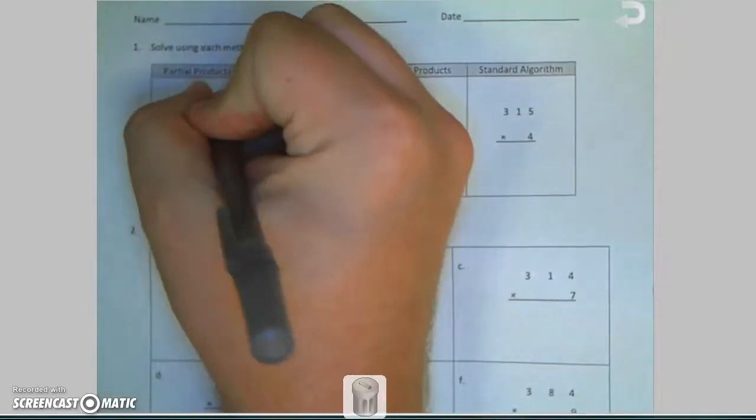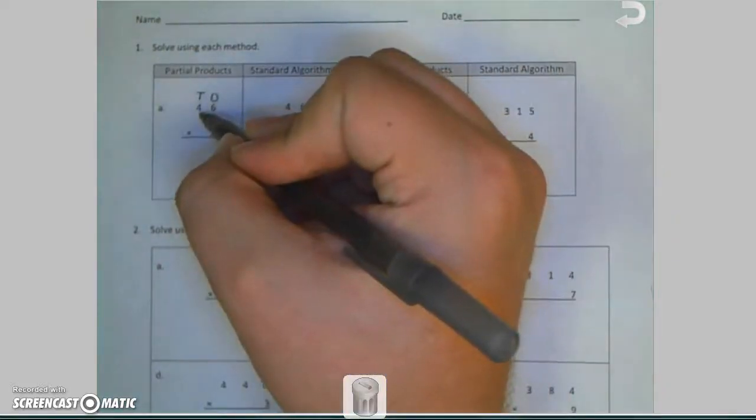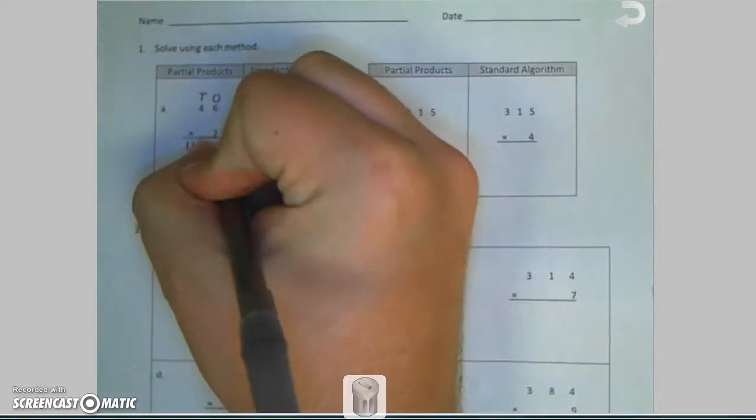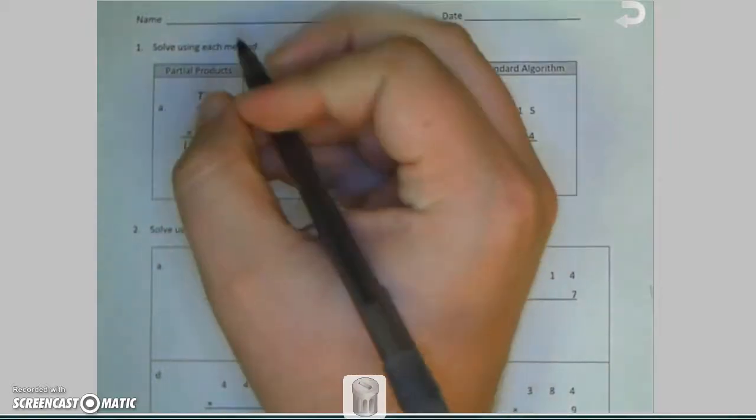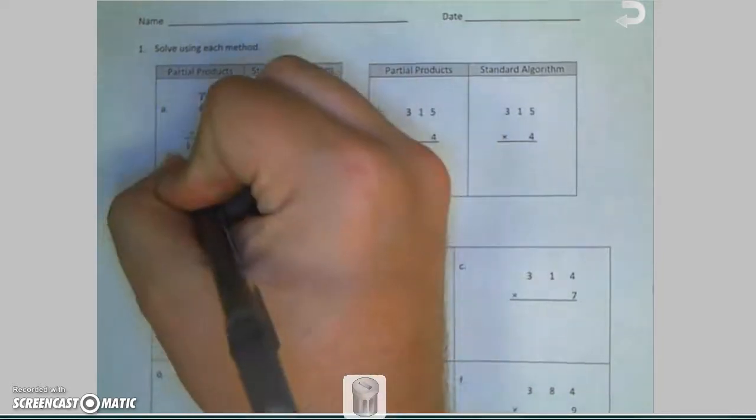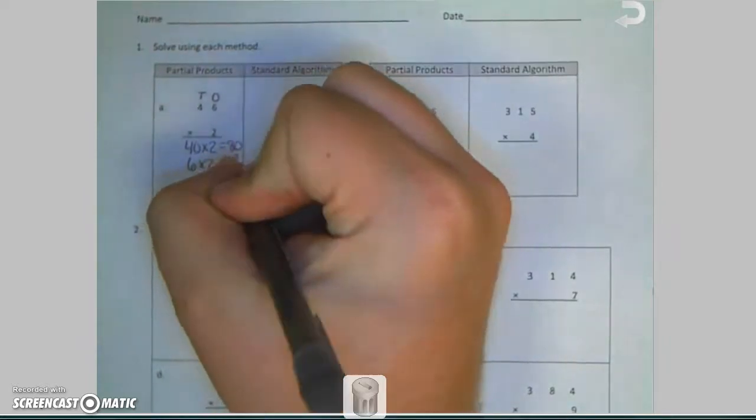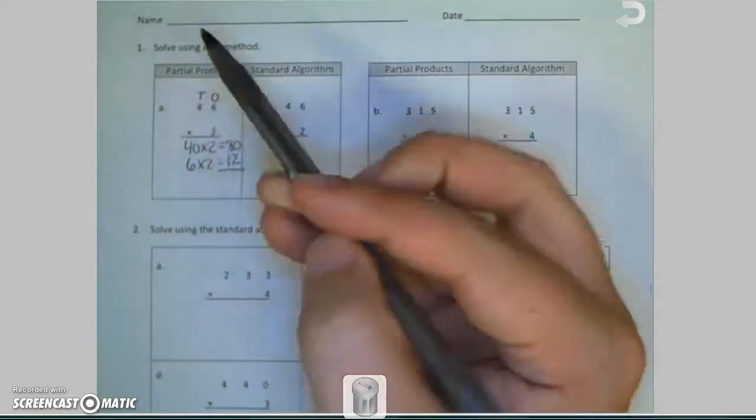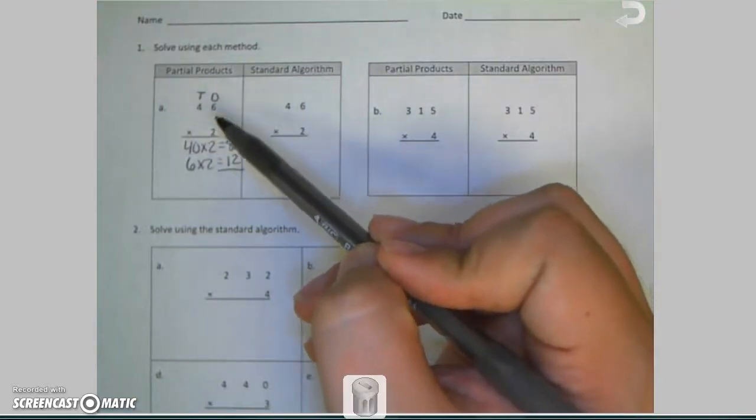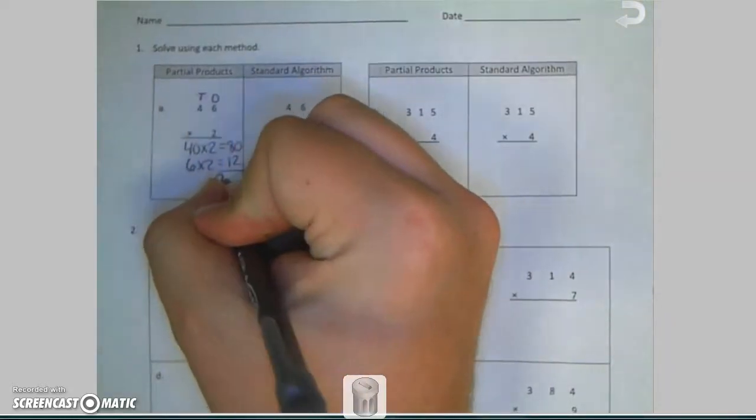So for the partial products, this is all about place value. So we know we have tens and we have the ones place. So if I look at this, 4 is in the tens place, so this is really 40 times 2, which we know is 80. And this is in the ones place, which is 6 ones times 2, or 6 times 2, which is 12. And so the goal here is that we really can do this by place value in our head. 40 times 2 is 80, 6 times 2 is 12. So 80 plus 12 is 92.